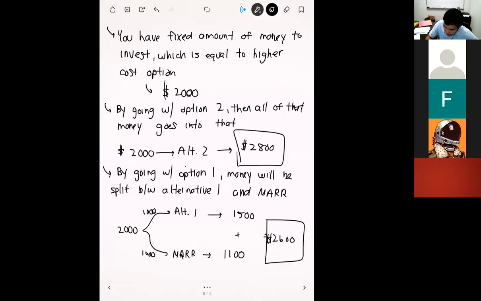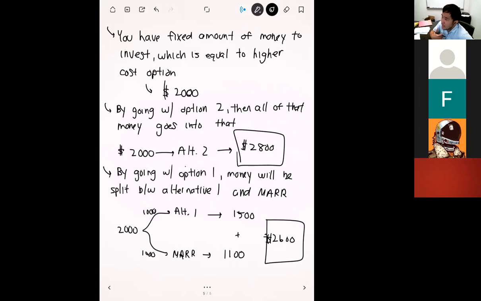And so if you compare the choices, going with option two, where all of your money gets put into that magic genie bottle, you're going to get $2,800 from that. But if you go with option one, you have an extra $1,000 that you need to spend on something. And so you spend that at the market rate, at the MARR, and you only get a 10% return on that. So in the end, for your entire $2,000 investment, you earn less with alternative one, even though alternative one has individually a higher rate of return.